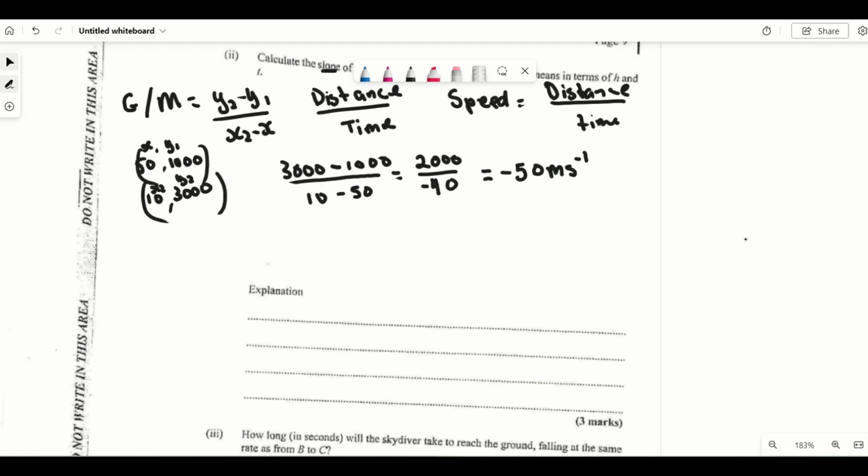So first off, we will say that your gradient, or minus 50 meters per second, is the speed at which the diver is descending.